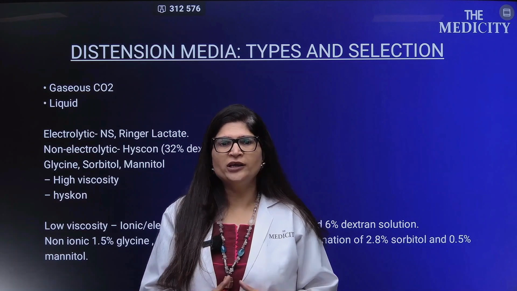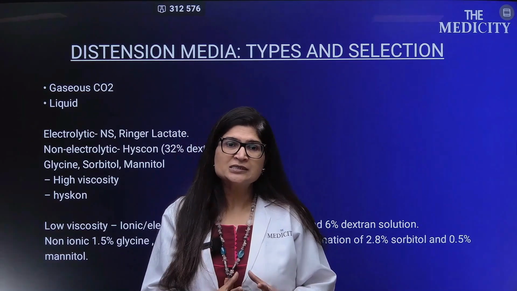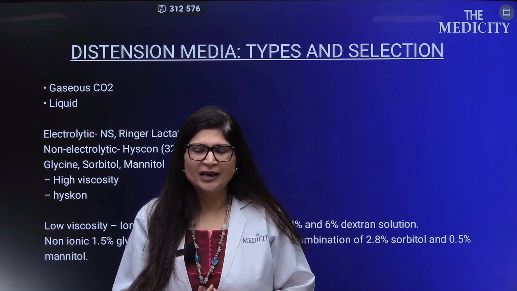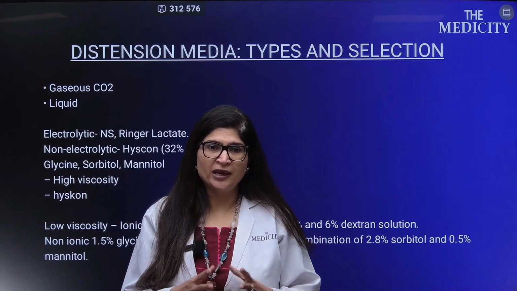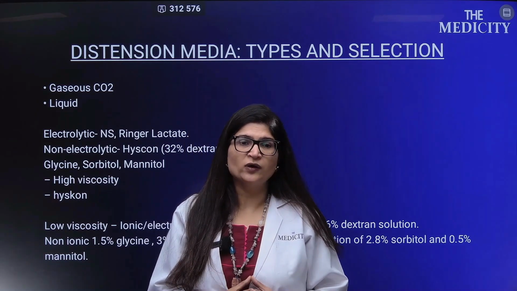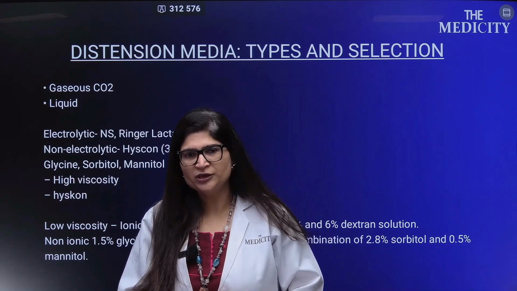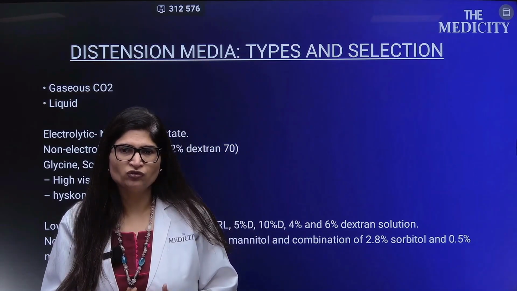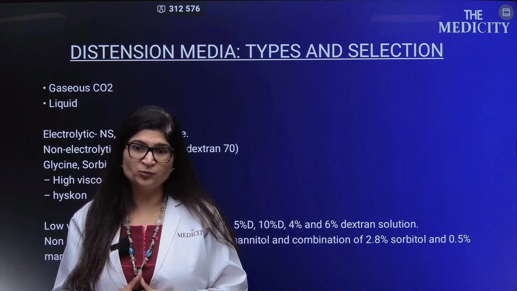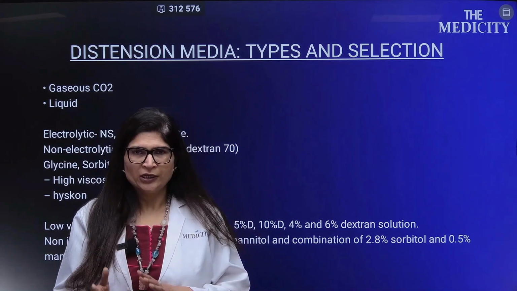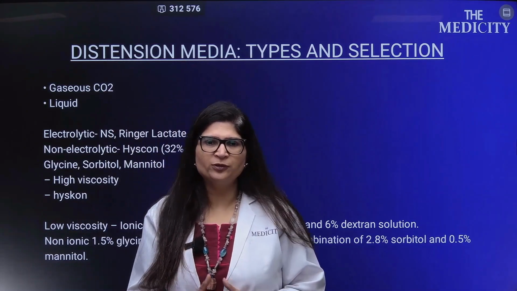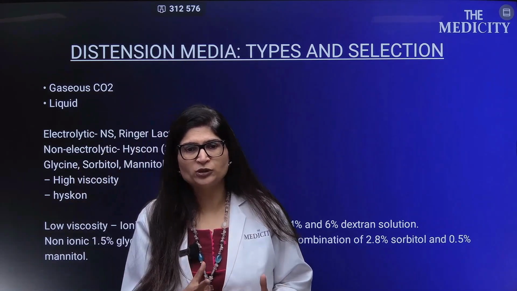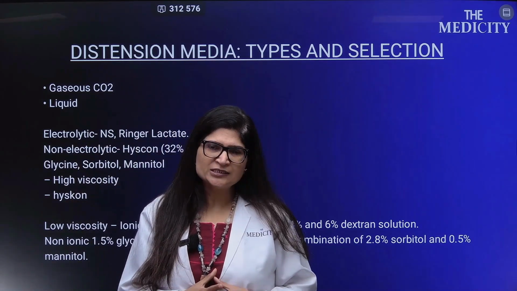If I say the non-electrolytic distension media, an example is Hyskon, which is 32% dextran. Glycine, sorbitol and mannitol. They have high viscosity, and Hyskon is one of them. The low viscosity distension media are normal saline, ringer lactate, 5% dextrose, 10% dextrose, 4% and 6% dextran solutions even. The non-ionic ones are 1.5% glycine, sorbitol, 5% mannitol, and a combination of sorbitol and mannitol can be used as distension media.